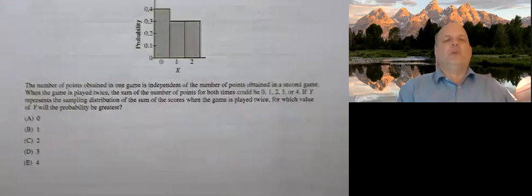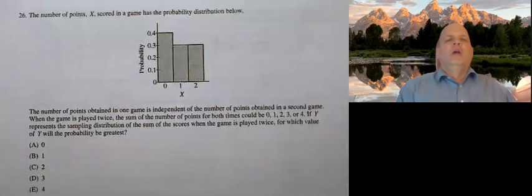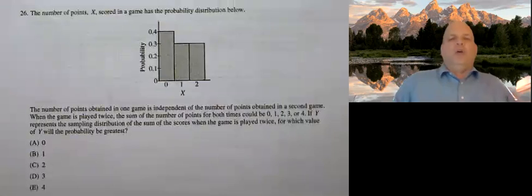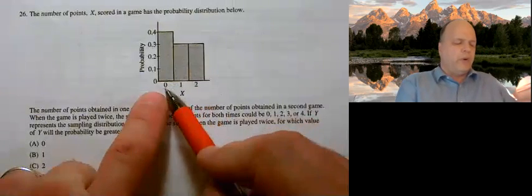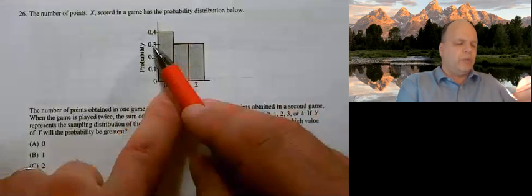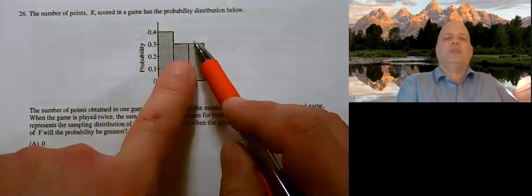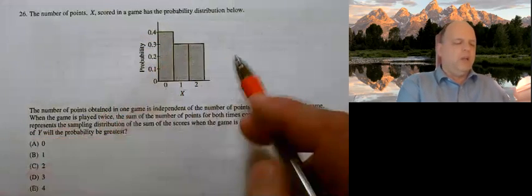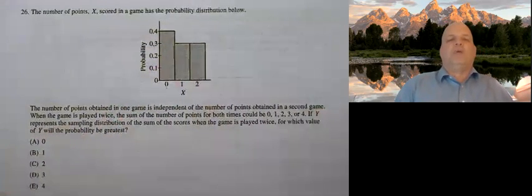All right, problem number 26. The number of points scored in a game has a probability distribution below. So basically, the probability of scoring 0 points is 40%. The probability of 1 point is 30%. The probability of 2 points is 30%. And if we add these up, 0.4 plus 0.3 plus 0.3 equals one, a valid probability distribution.